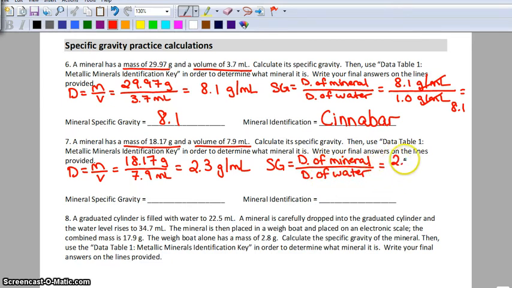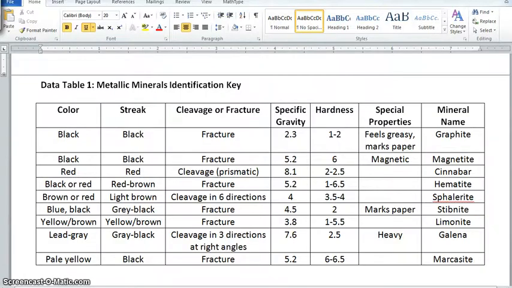So, density of the mineral was 2.3 grams per milliliter. Divided that by water, which is 1 gram per milliliter. Bam, bam, our units cross out. We are left with 2.3 as the specific gravity of our yet to be determined mineral. What do we do next? Take a look at your metallic minerals identification key and find which one has a specific gravity of 2.3. And what you should find is graphite.